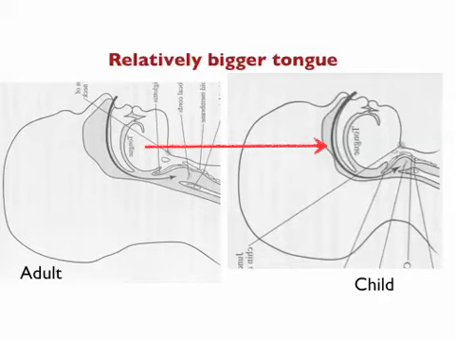Next, some of the features of the mouth and the airway itself. Children tend to have a relatively larger tongue, taking up a bit more of the space in the mouth, and also the space in the lower jaw that the tongue can be pushed into when we're trying to get it out of the way to get a view with intubation can also be relatively smaller. So the tongue is often in the way and obscuring the view for intubation.